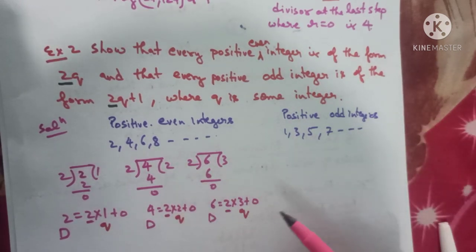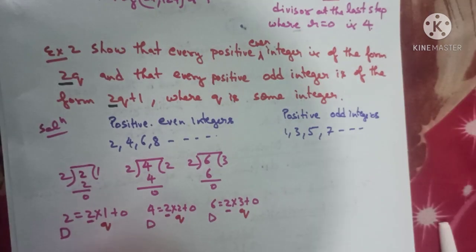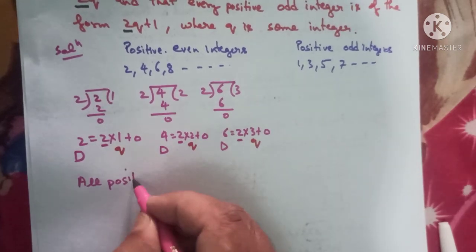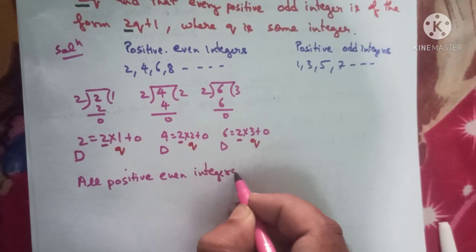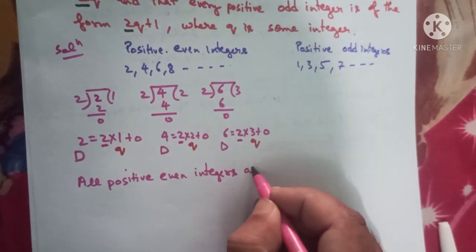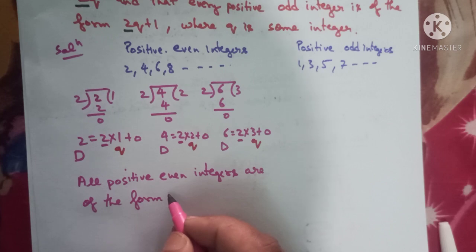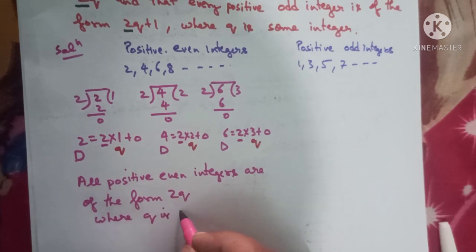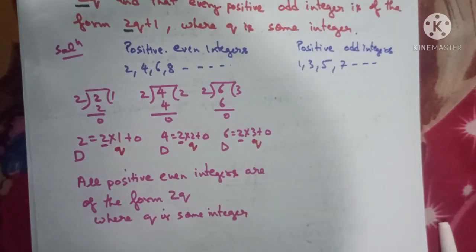So 2 4s are 8, again remainder will be 0 and so on. So what we conclude from here? We can conclude from here that all positive even integers are of the form 2q, where q is some integer. The value of q can be 1, 2, 3, 4, 5, 6 and any other value it can have.